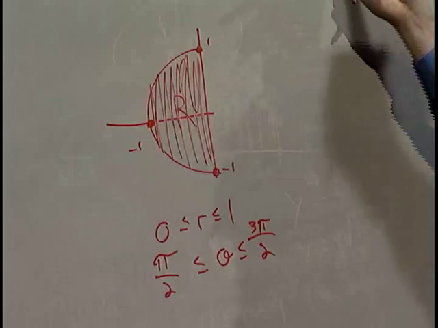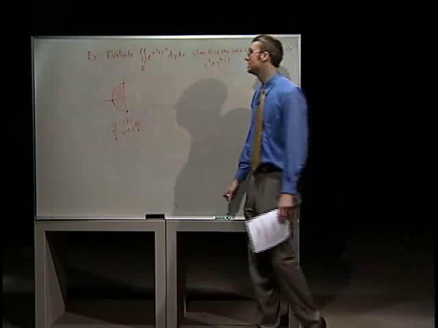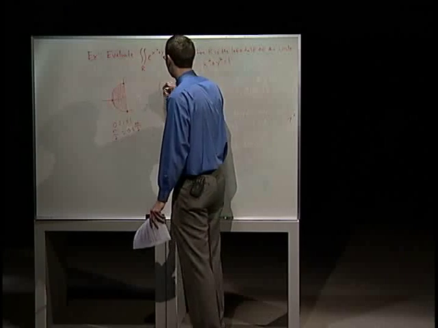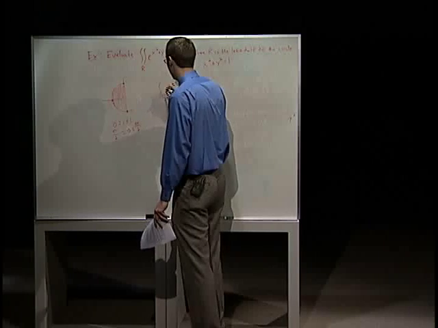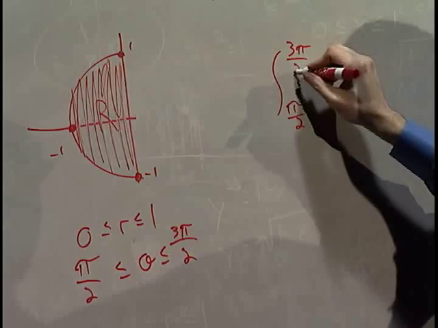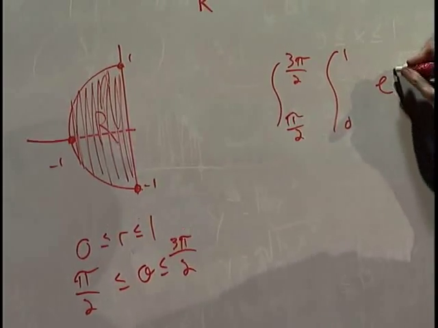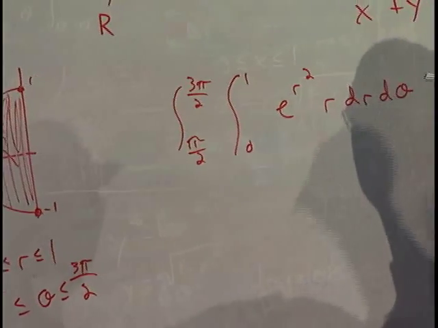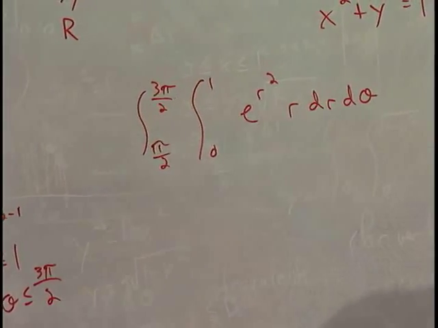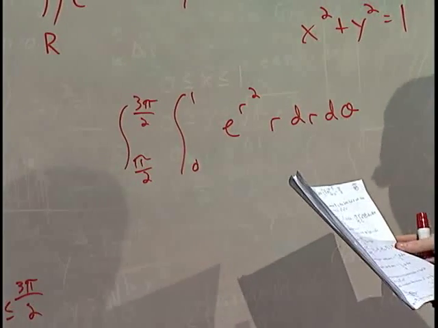And this integral, well, again, x squared plus y squared is equal to r squared, so the integral transfers over quite readily. So we can go right to polar here. There's the theta limits of integration. There's the r limits of integration. The function is e to the r squared, r dr d theta. Okay? r dr d theta.